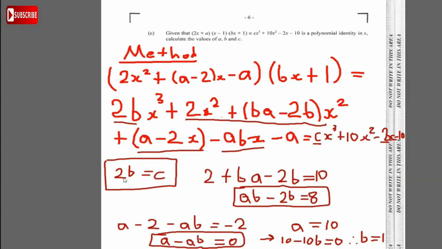Then we get c, because c is 2b. And so therefore c is equal to 2 times b, and so c is equal to 2. So in conclusion, we get a equals 10, b equals 1, and c equals 2.